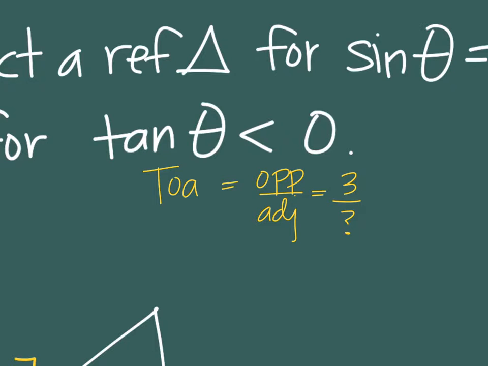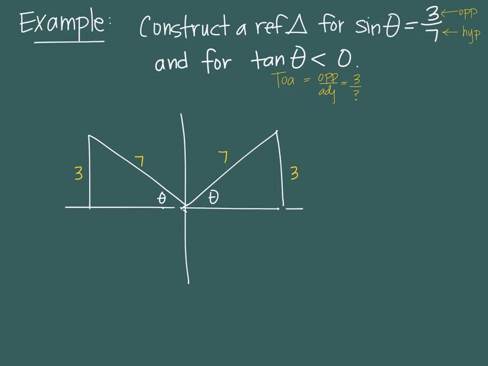And so what do you know about the adjacent side? Not necessarily the number, but what do you know about its sign? If tangent is going to be negative, and you already know that the opposite is 3, what do you know about the denominator? It has to be a negative number. Okay, the adjacent must be negative. That's the only way. And so that eliminates the drawing in quadrant 1. It can't possibly be this one, because in quadrant 1, everything is positive.